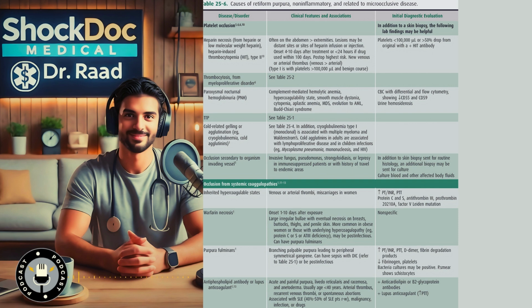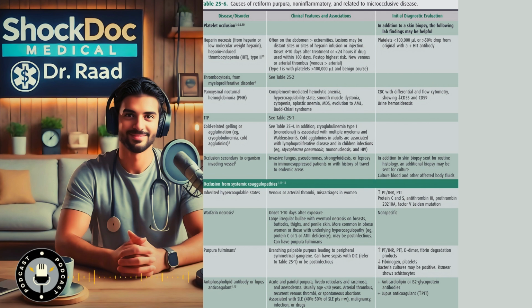TTP revisited. As we discussed, TTP presents with a pentad that may include thrombocytopenia, hemolytic anemia, altered mental status, fever, and renal dysfunction. Lab evaluation remains the same as before. Cold-related gelling or agglutination. This involves conditions like cryoglobulinemia, often associated with multiple myeloma or Waldenstrom's, or cold agglutinins seen in certain infections like Mycoplasma pneumonia or mononucleosis. Occlusion, secondary to an organism invading the vessel. Think of invasive fungal infections, Pseudomonas, strongyloidiasis, or even leprosy, particularly in immunosuppressed patients or those with relevant travel history.